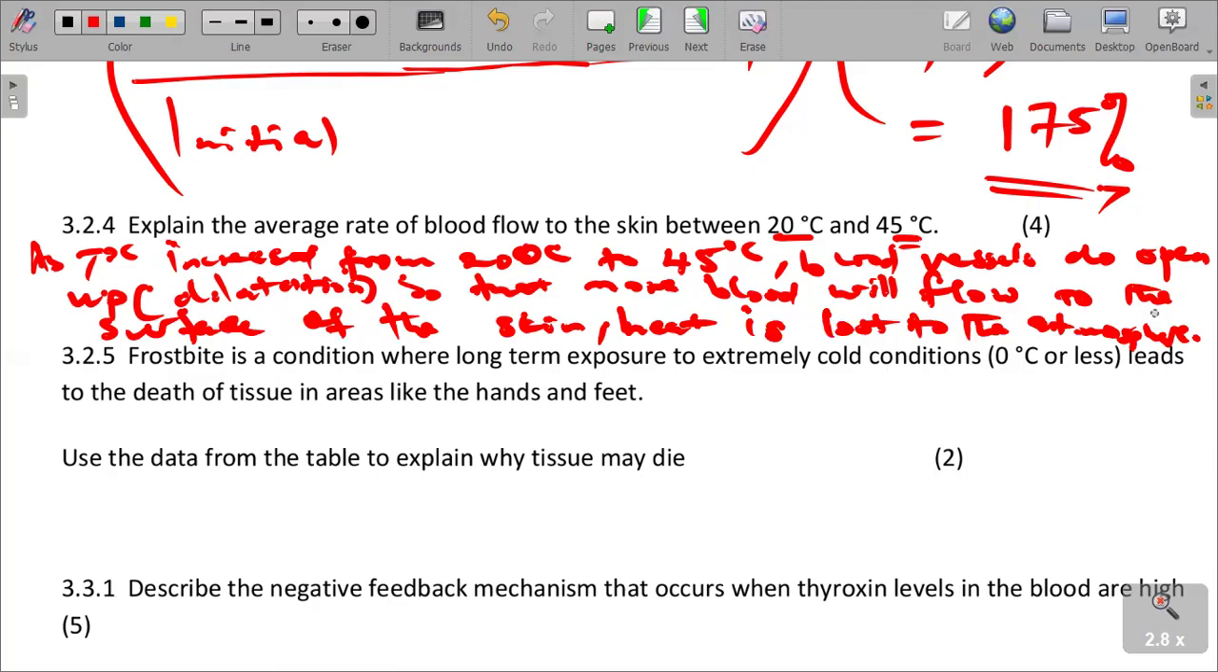Therefore, we are saying when heat is lost, the temperature will therefore decrease. The temperature can also decrease.